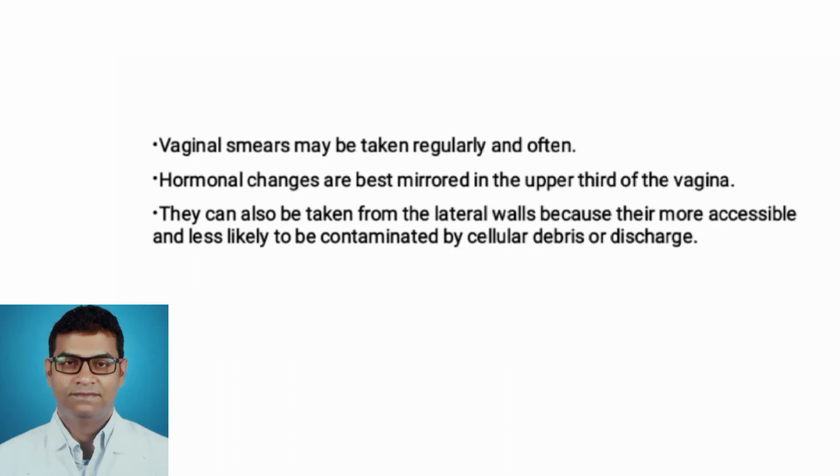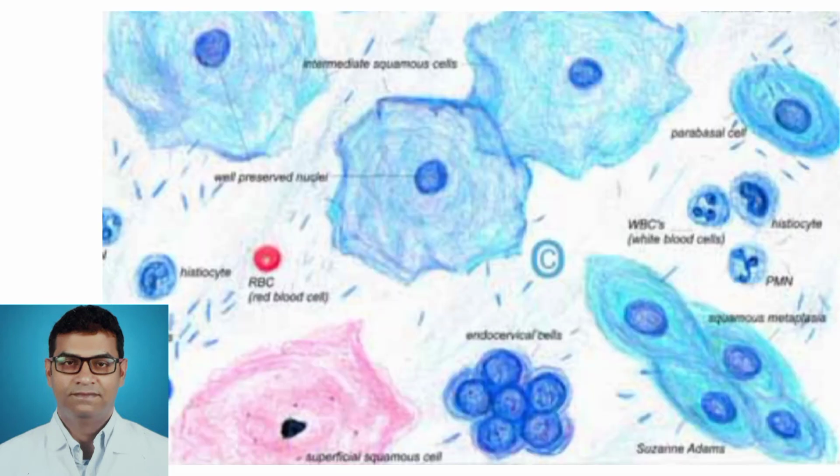Vaginal smears may be taken regularly and often. Hormonal changes are best mirrored in the upper third of the vagina. Smears can also be taken from the lateral walls because they are more accessible and less likely to be contaminated by cellular debris or discharge. This is a picture showing various epithelial cells on Pap staining.